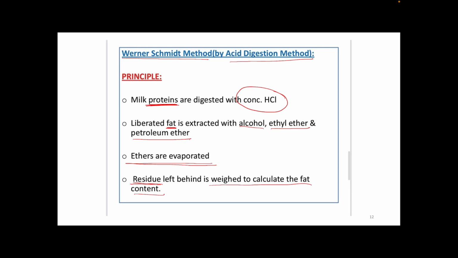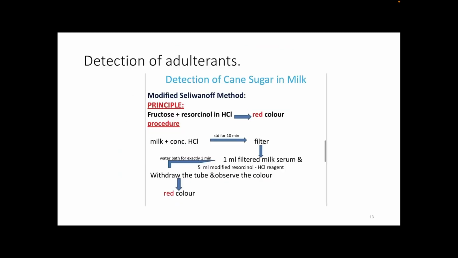This is another easy method for determination of the fat content of milk sample, the Werner-Schmidt method or the acid digestion method. It's called acid digestion because we are using concentrated acid to digest the proteins available in the milk sample and only fats remain to be calculated.